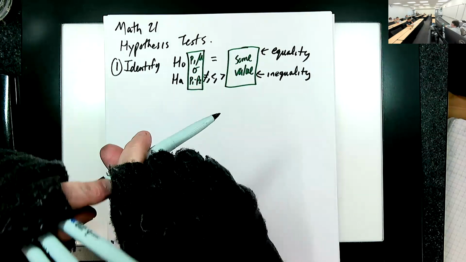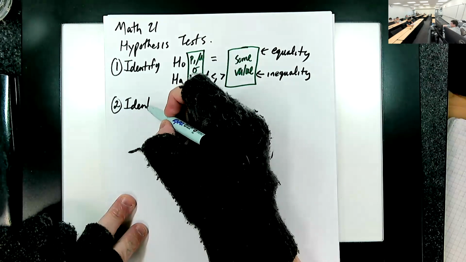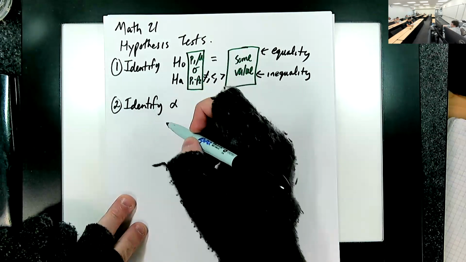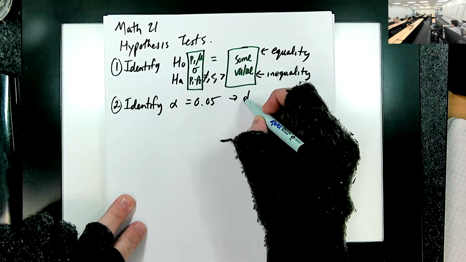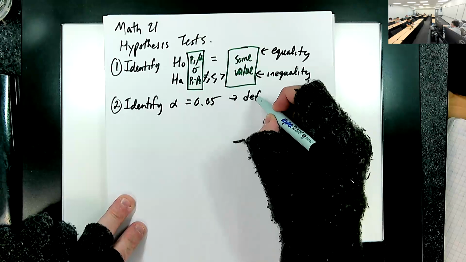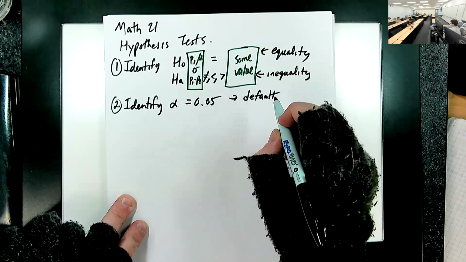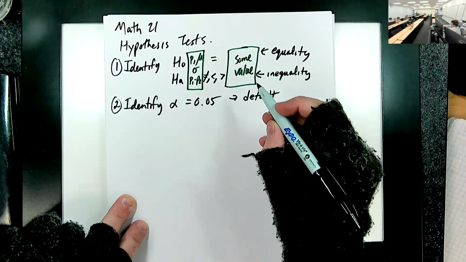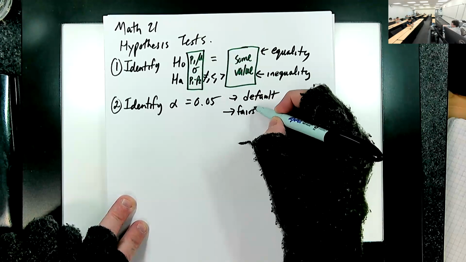Step 2 is alpha. Identify alpha. Our go-to, our standard is 0.05. It's our default. This is for fairly strong evidence against H naught.